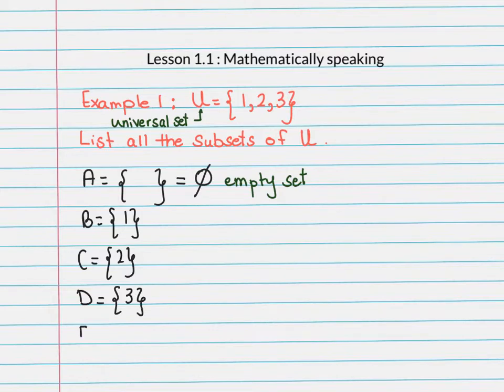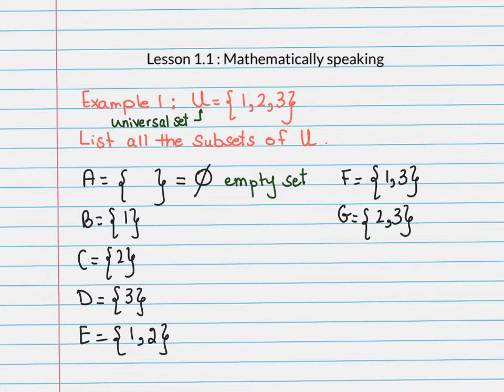Yes, we can make a set E that is made up of 2 elements. They are 1 and 2. Or set F that is also made up of 2 elements, and they are 1 and 3. We can also make another set, which is G, that also has 2 elements, 2 and 3. As well, we don't have any other options except for the universal set, which is made up of 3 elements, 1, 2, and 3.